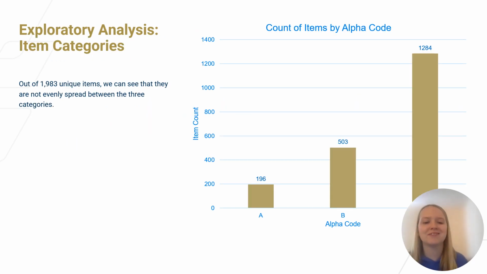Out of the 1,983 unique items, we can see that they are not evenly spread between the 3 categories, with A having the least and C having the most.